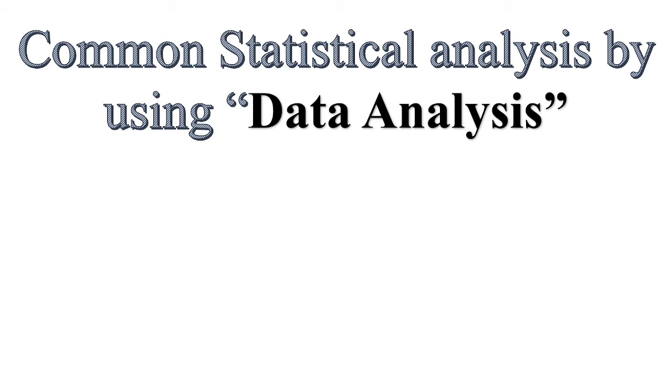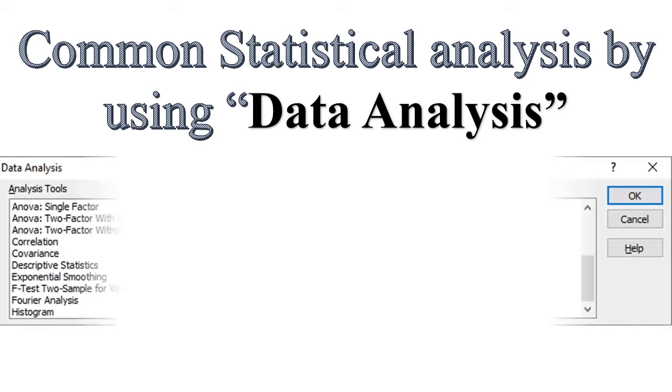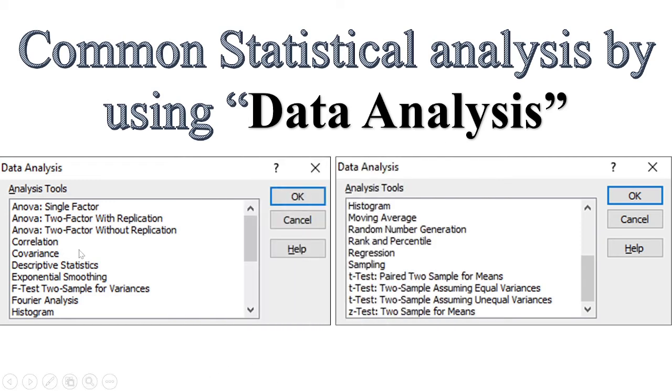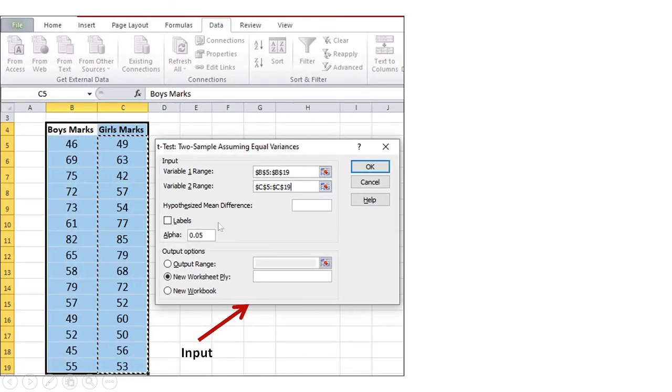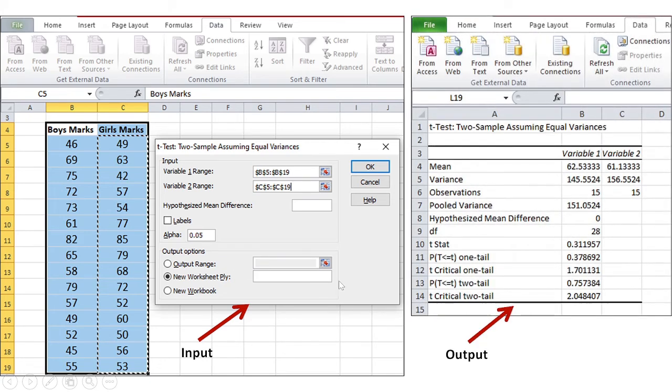Common statistical analysis by using Data Analysis tab. Data Analysis tab is one of the most popular tabs in Excel, which not only performs descriptive statistics analysis, but also almost all common statistical analysis can be done with a single click only. This is a list of statistical tools available under Data Analysis tab. For example, this figure explains how to perform a two-sample t-test in Excel, assuming equal variance.